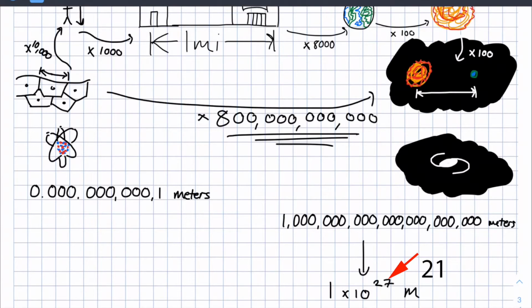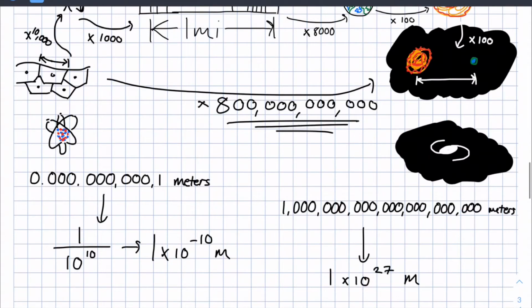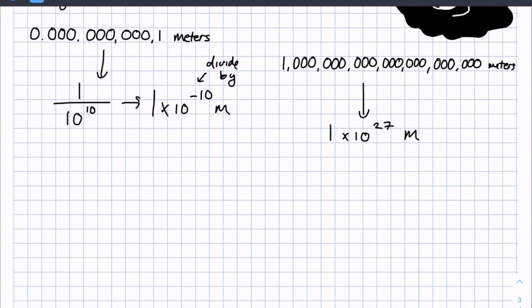Now for small numbers. Instead of multiplying by 10, we have to divide by 10. And in this case, we divide by 10 times. We can rewrite this as 1 times 10 to the negative 10, where the negative in front of the exponent tells us that we're dividing. So, let's take a look at a few examples going back and forth between standard notation and scientific notation.